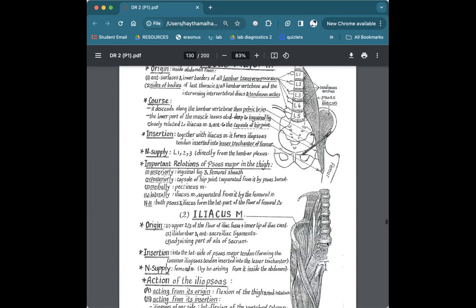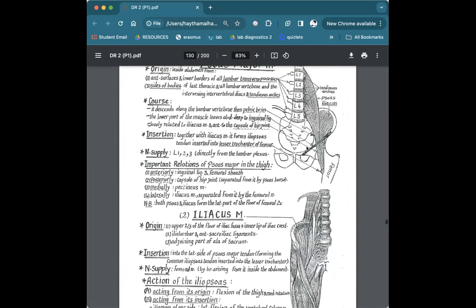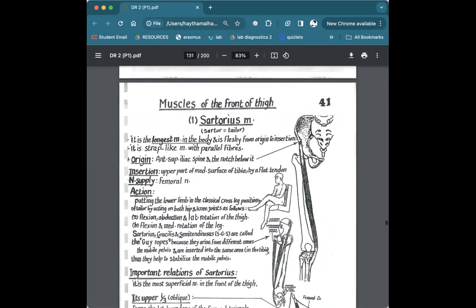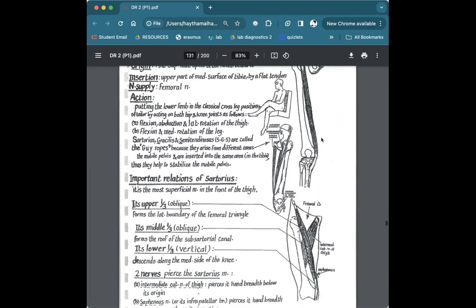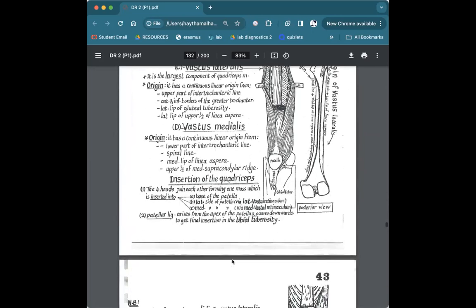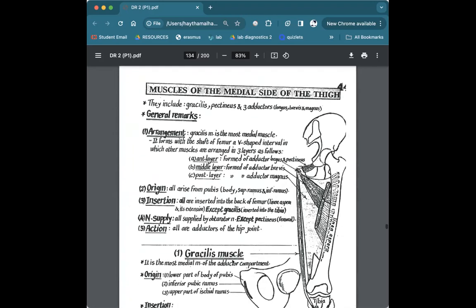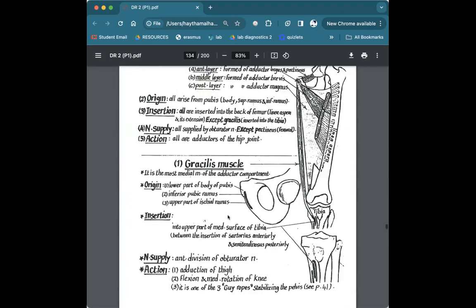We have revised psoas major and iliacus. These two make up iliopsoas. These are the muscles that I said we discussed in the beginning that go below the inguinal ligament. Then we discussed sartorius. We discussed quadriceps: rectus femoris, vastus intermedius, vastus lateralis, vastus medialis. These are extra. This is the medial side. That's what's left for us from the thigh.